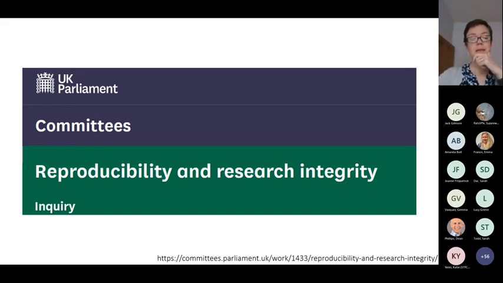So the House of Commons had an inquiry into reproducibility and research integrity here in the UK. There were 80-odd pieces of submitted written evidence and 3 days of oral testimony given to the committee. If you really want to nerd out on how bad the quality of some of UK research is and why, that is all publicly available. I'll give you a link to these slides at the end, so anyone's welcome to have the slides.